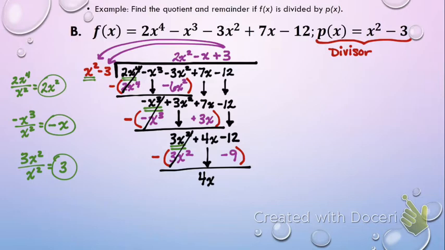What's my last piece going to be? So close. Negative 3 or positive 3? Negative 3. So minus 3. Does x squared go into 4x at all? Nope. This is my remainder. So that is R of x.